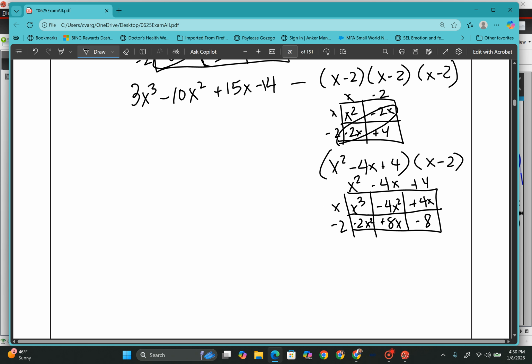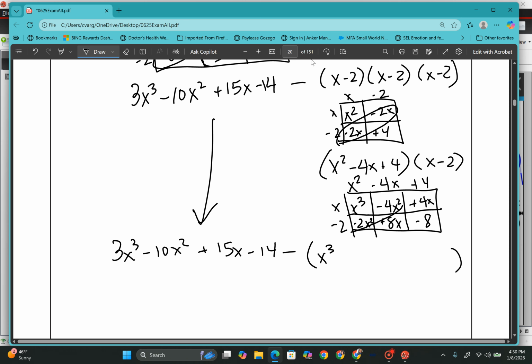All right, so we have 3x to the third minus 10x squared plus 15x minus 14, minus, right? This whole thing came down, keep. And then over here, this is going to give us x to the third, right? These babies are going to combine, so that's going to be negative 6x squared. This is going to be plus 12x minus 8.